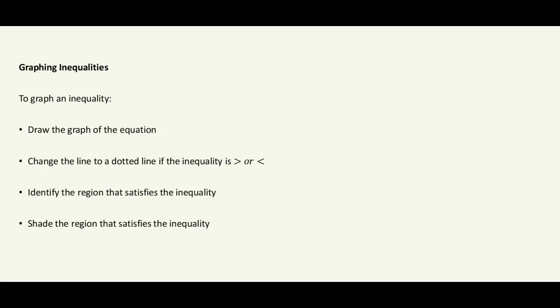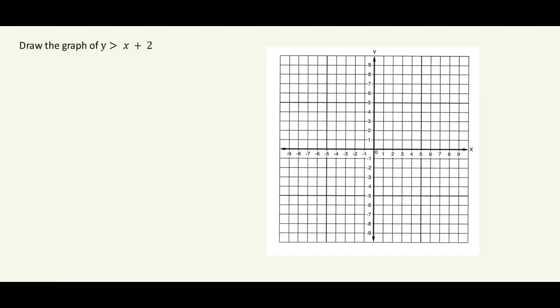So generally, to graph an inequality, you want to first draw the graph of the equation, and if it's a greater than or less than, you want to change the line to a dotted line. And then you want to identify the region that satisfies the inequality, and the way to do that is you shade that region. Now let's draw a graph of y equal to x plus 2.